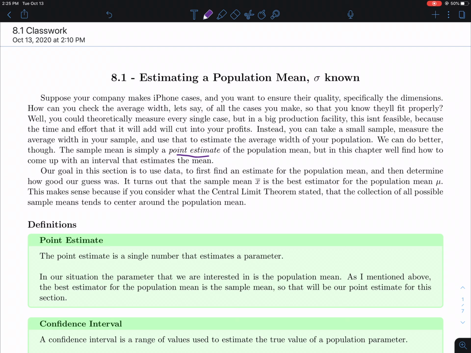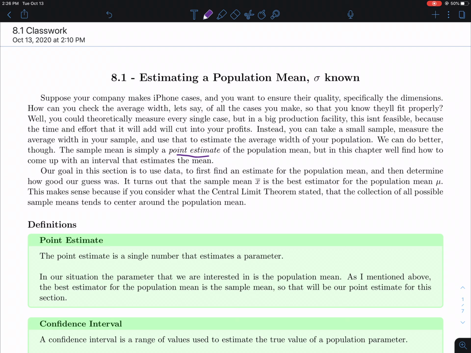So our goal is to create what's called a confidence interval, which gives us a small interval that estimates that the population mean will be somewhere in between these two values of the interval. And the cool thing is that we can increase our percentage of how accurate we think we are. We'll talk a little bit about that later.